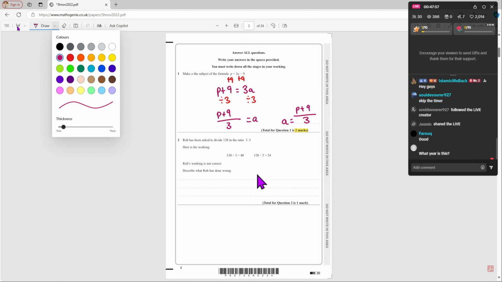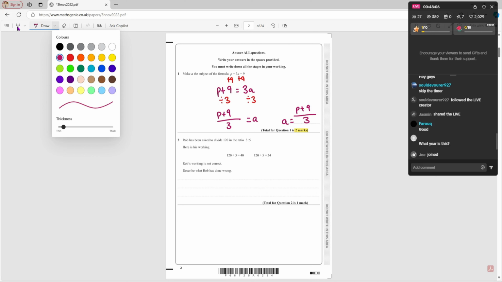You guys should know this because you should know how to share ratios, basically. This is the year 2022, I think. 2022.